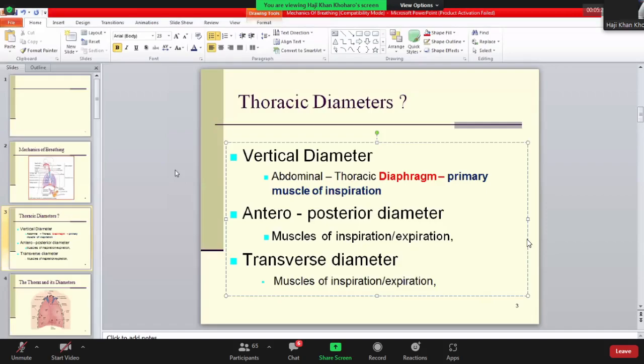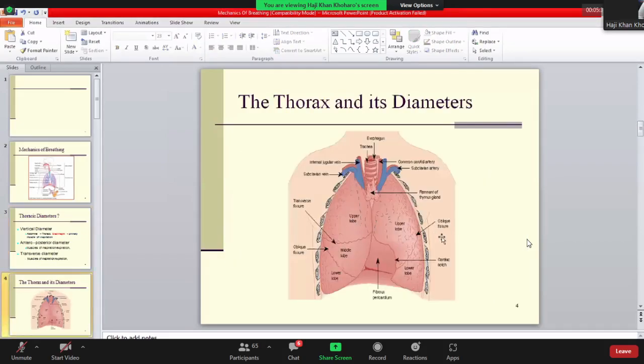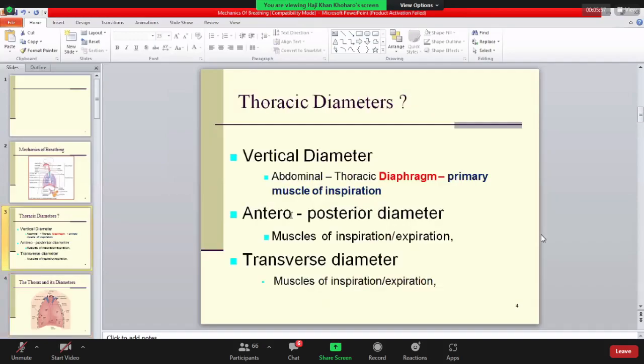So we will discuss the three diameters and the pressure changes, what changes occur during inspiration and expiration. This is the thoracic cavity showing the lung and three diameters. From top to bottom, it is known as vertical diameter. From side to side, from this cut rib cage to this cut rib cage, it is the transverse diameter. And the third one is the anteroposterior diameter, from sternum to thoracic vertebrae backward.